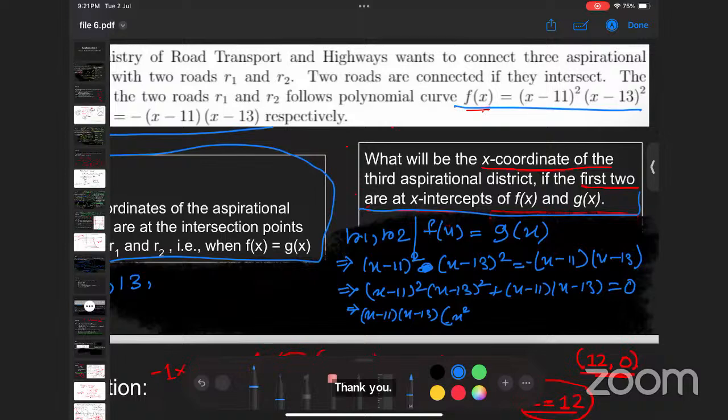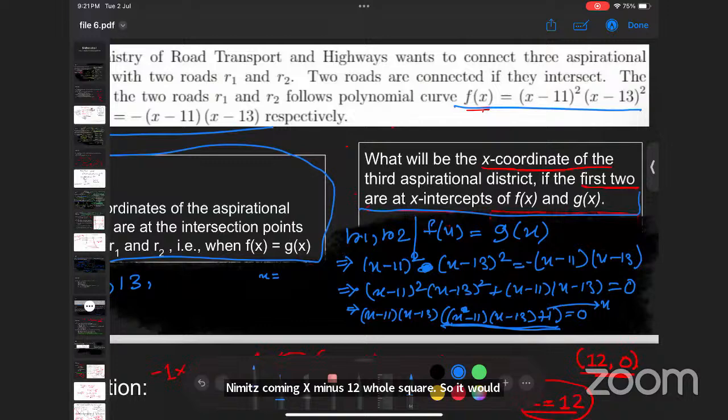It's fine. 3 marks. Plus 1. So what will be the root? You can just calculate this one and just tell me what will be the root. Just simplify this one. Ma'am, it's coming (x minus 12) whole square. So it would eventually be 12 only. Yeah, (x minus 12) whole square. Okay.